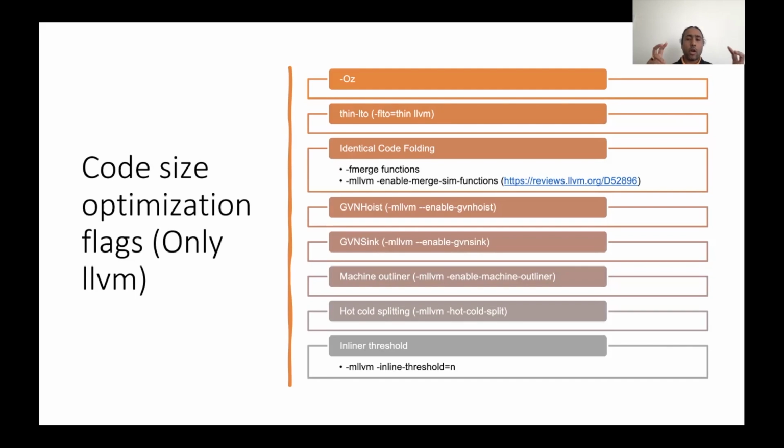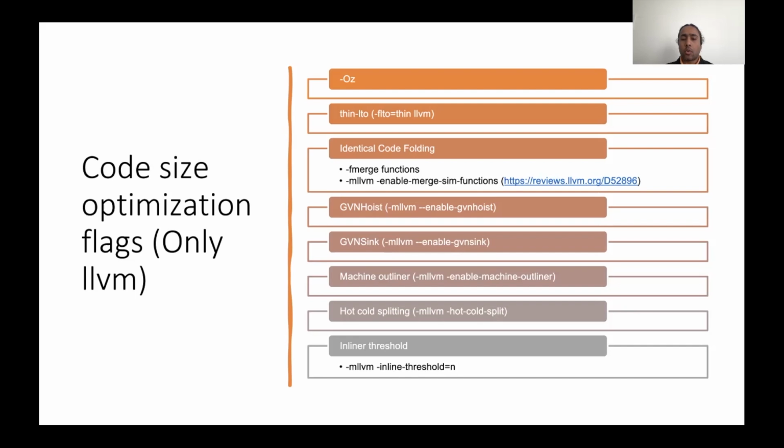But what it does is it outlines certain code sequences, the code sequences which are found in many other functions. And because of that, it gives you massive code size reduction.